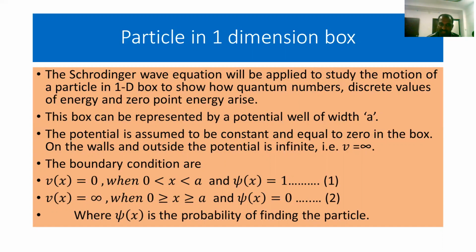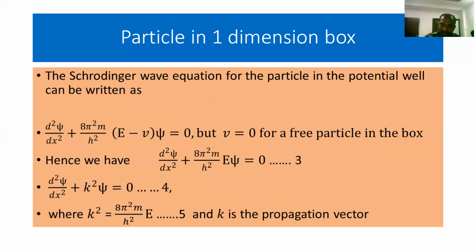The boundary conditions are: if V of x equals 0, when 0 is less than x less than a, then psi of x is nonzero. In the same way, if V of x is infinite, when x is less than 0 or greater than a, then psi of x becomes 0, where psi of x is related to the probability of finding the particle inside the box. The Schrodinger's wave equation for a free particle in the potential box can be written as d squared psi by dx squared plus 8 pi squared m by h squared times (E minus V) into psi equals 0.